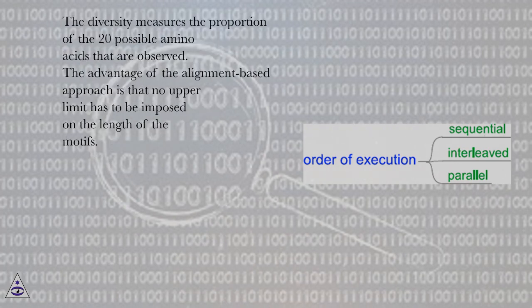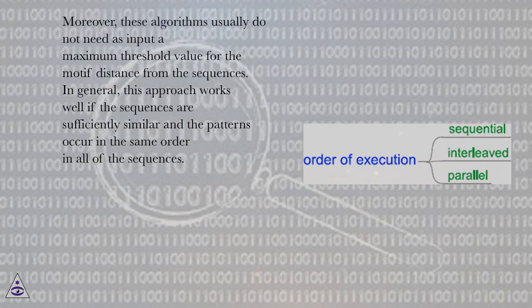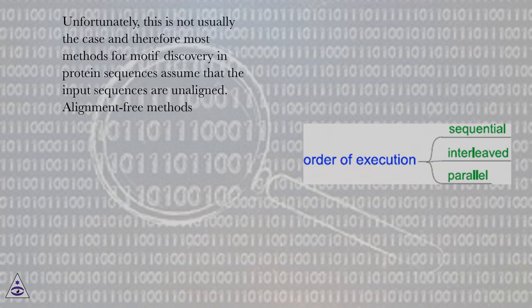The diversity measures the proportion of the 20 possible amino acids that are observed. The advantage of the alignment-based approach is that no upper limit has to be imposed on the length of the motifs. Moreover, these algorithms usually do not need as input a maximum threshold value for the motif distance from the sequences. In general, this approach works well if the sequences are sufficiently similar and the patterns occur in the same order in all of the sequences. Unfortunately, this is not usually the case, and therefore most methods for motif discovery in protein sequences assume that the input sequences are unaligned. Alignment-free methods.